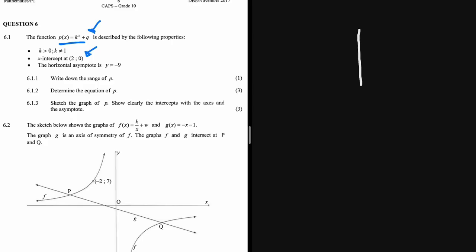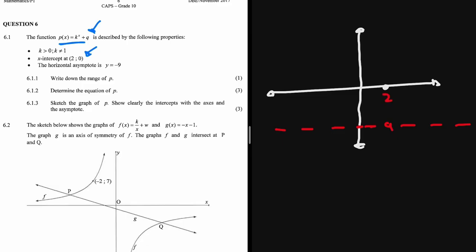We know this is an exponential function, but now they're telling us it has the asymptote where the value of y is -9. So if it's -9, our function is not going to touch this point here at -9. That is our asymptote. So we can conclude that the value of q is going to be -9. And then they also tell us we have an x-intercept at this point, which is going to be 2 here. So that point is (2, 0).